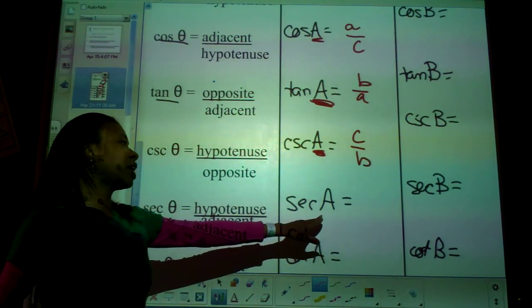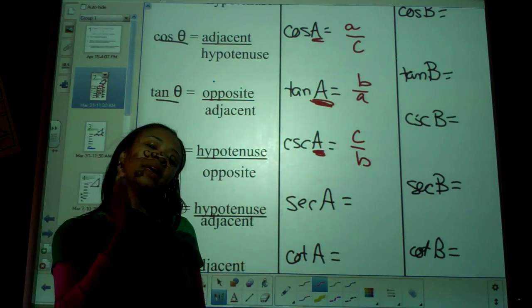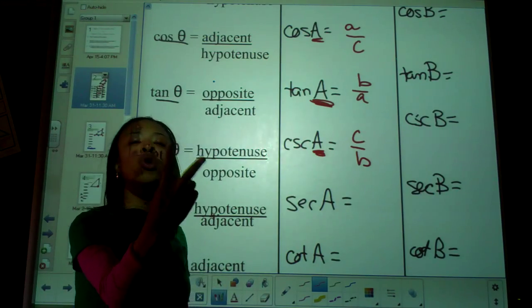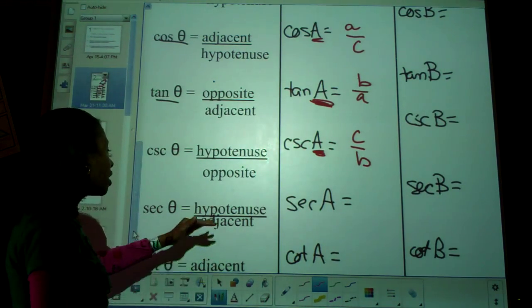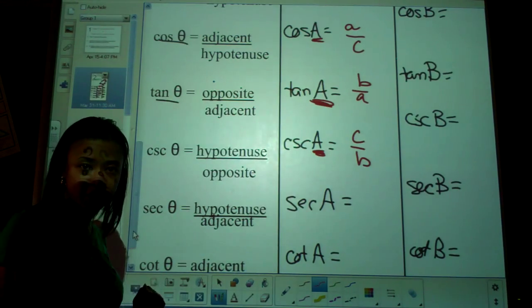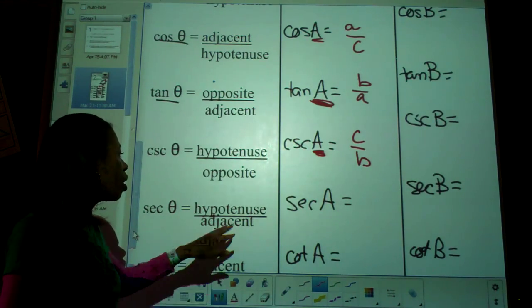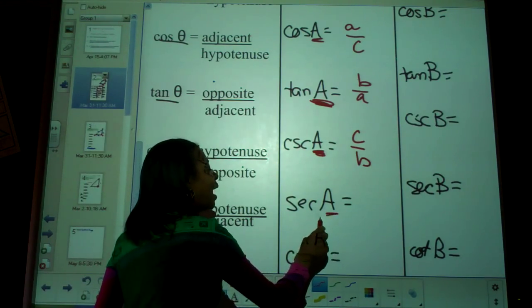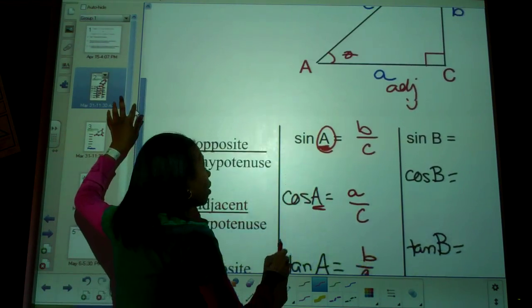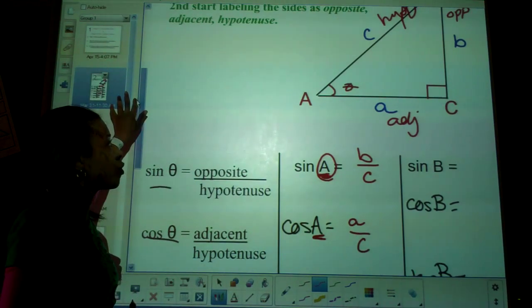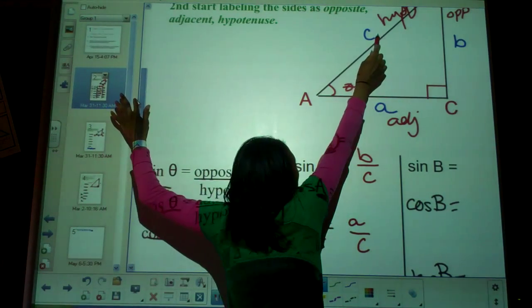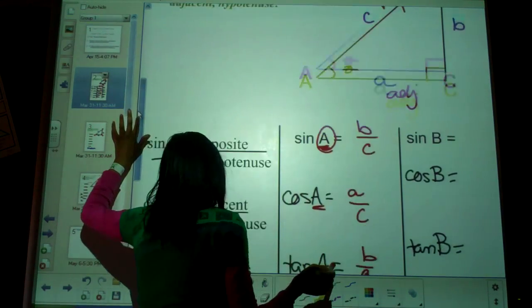And if somebody says secant A, immediately when we hear secant, we need to know which two legs we're comparing. Secant means compare the two legs, the hypotenuse over the adjacent, the hypotenuse and adjacent leg. Well, they said secant A, that means I have to look at angle A. And secant means hypotenuse over adjacent, so hypotenuse is C over A.